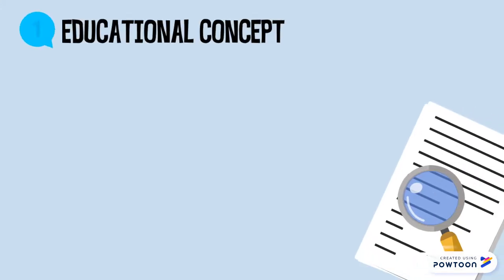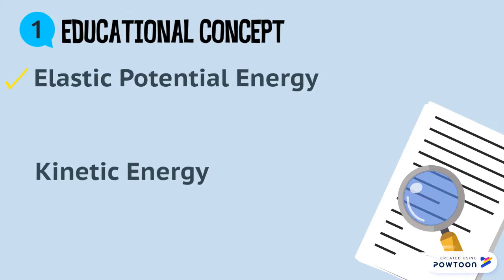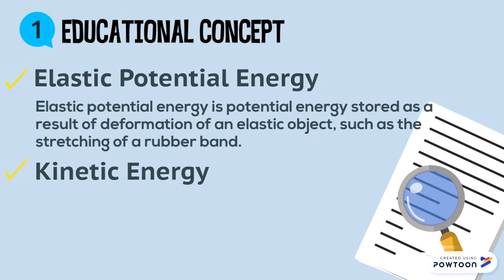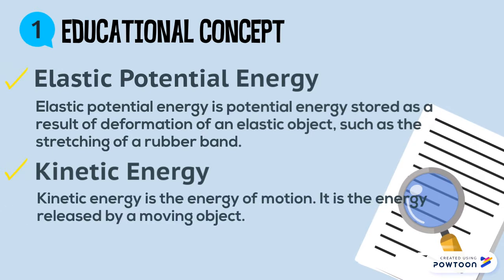The first educational concept would be 2 types of energy, which are elastic potential energy and kinetic energy. Elastic potential energy is potential energy stored as a result of deformation of an elastic object, such as the stretching of a rubber band. On the other hand, kinetic energy is the energy of motion, which is energy released by any moving object.